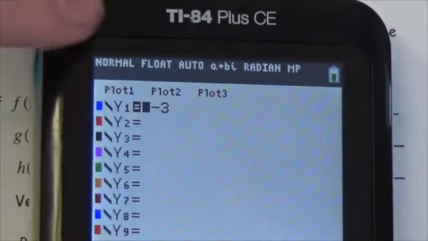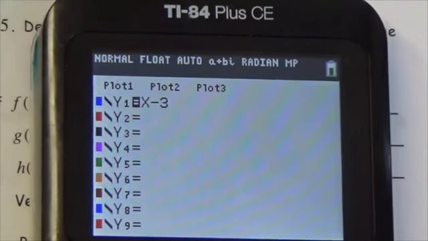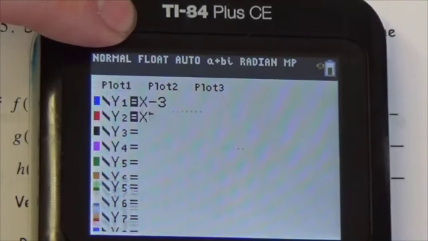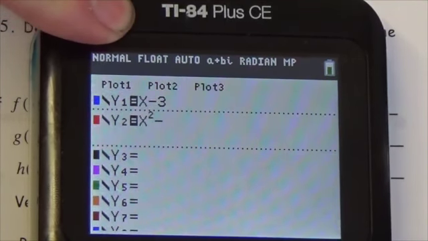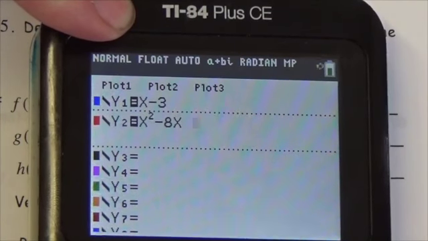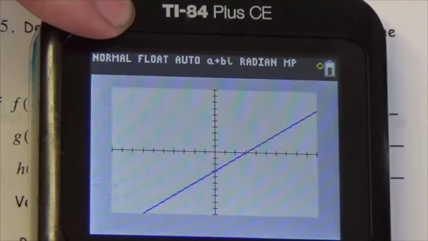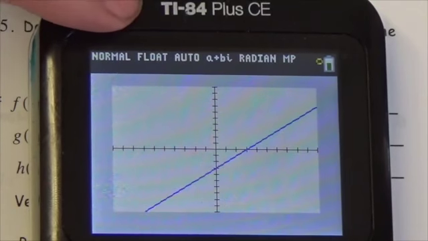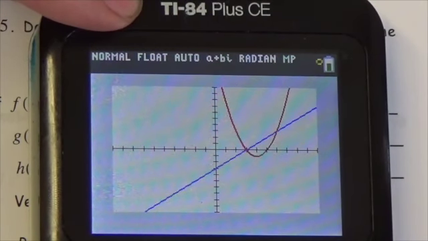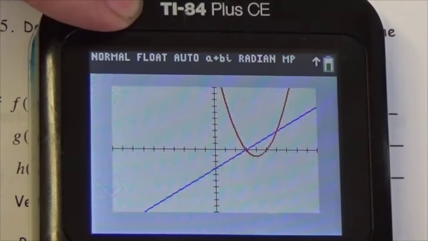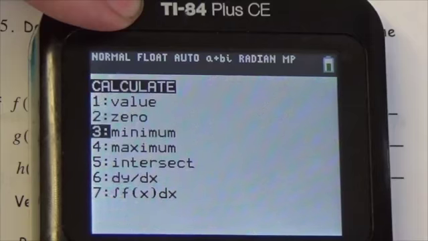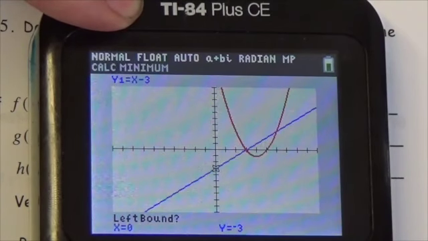Now, if I plug this in, I'm going to go down to y2 here: x squared minus 8x plus 15. I'm going to graph this guy here, see what it looks like. Now, its domain is all reals. It's a quadratic. It's going to be defined for all values of x here. But its range isn't all reals. Okay, it's got a minimum.